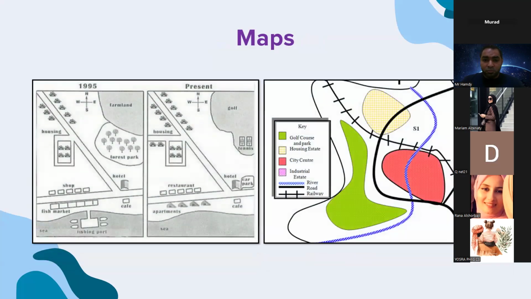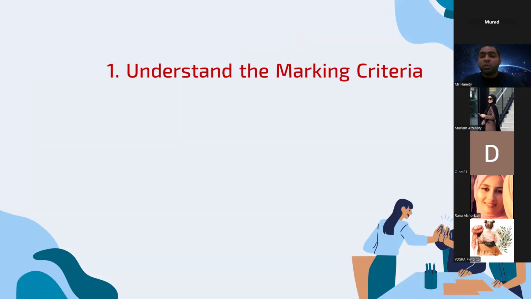Clear? Now, what about the strategies, the key strategies? Okay, how do they assess your writing? Number one, you have to understand the marking criteria. You have to make sure that you achieved what the question needs, what the question asks. Address all the parts of the prompt. Okay, this is the main point here.